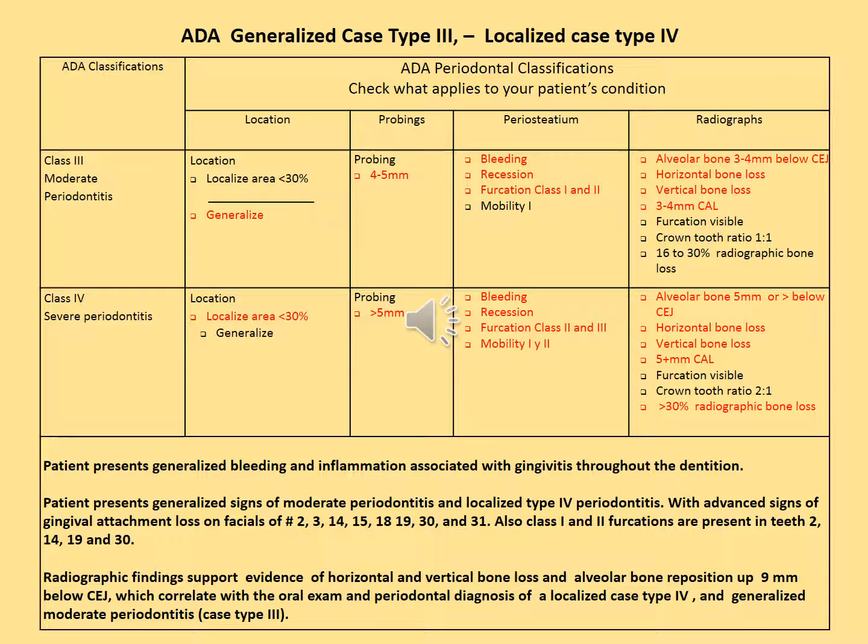For class 4 severe localized periodontitis, the probing is equal to or more than 5 millimeters. Bleeding, recession, furcation class 2 and 3, and mobility 1 and 2 were present. Alveolar bone 5 millimeters or more below the CEJ, horizontal and vertical bone loss, 5 or more millimeters clinical attachment loss, and more than 30% of radiographic bone loss.